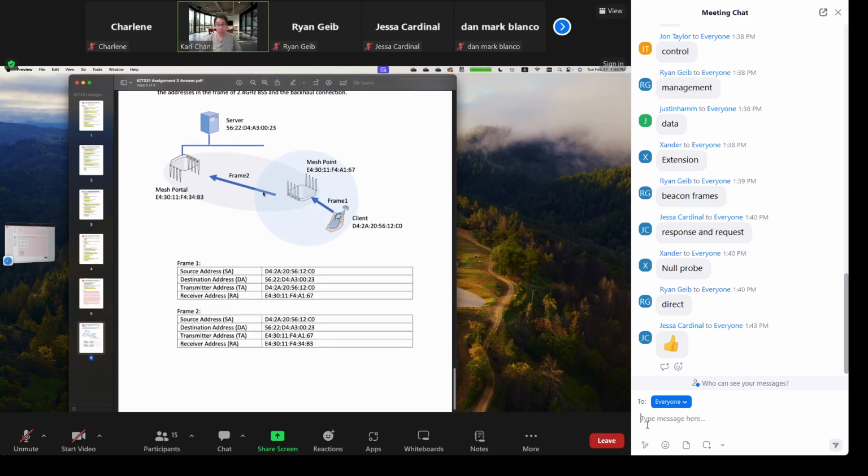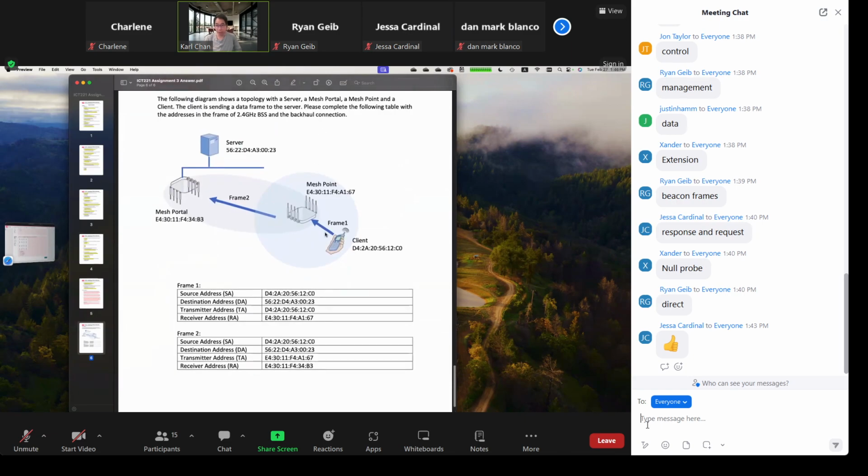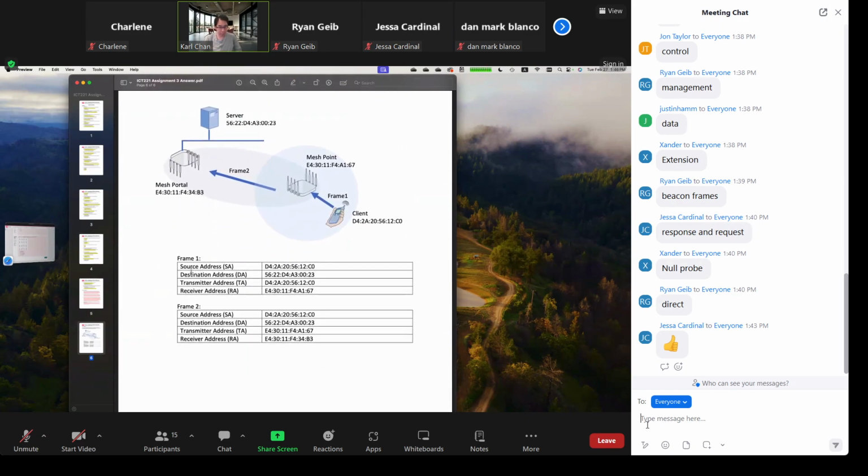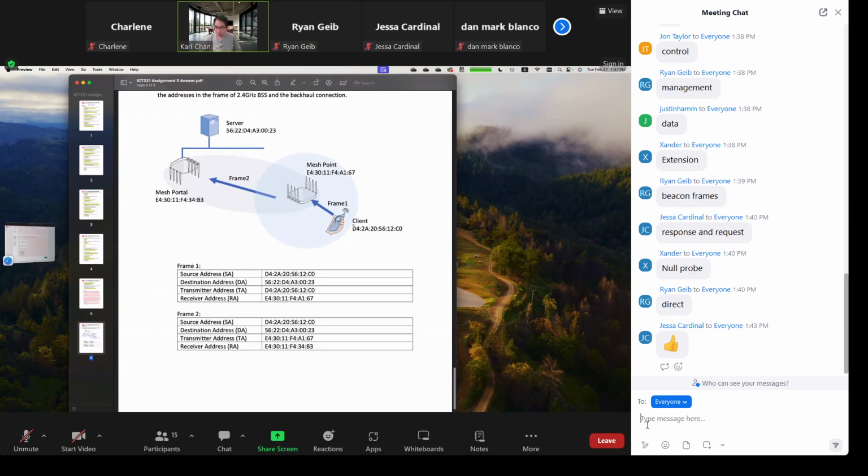Okay, so this question is asking you about the addresses: the source address, destination address, transmitter address, and receiver address. How do they look in these two frames? Frame 1 and frame 2.